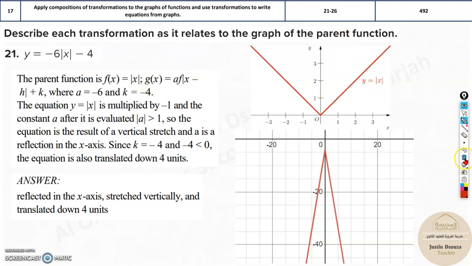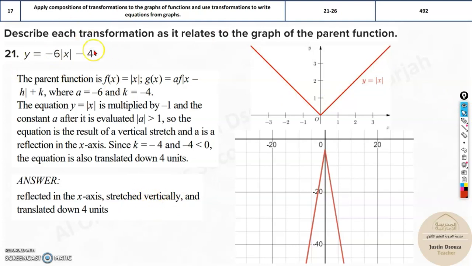Now, a few things to remember. Whenever you have this minus 4 or plus 4, you must say it is translated up or down by so many units. If it is plus 4, it is translated up. Since it's minus 4, it is translated down by 4 units. Next, here it is negative. If it is negative, it will be reflected along the x-axis. Can you see this? Reflection happens along the x-axis. Next, if there is a number bigger than 1, then it is a vertical stretch. If it is less than 1 but greater than 0, it will be a vertical compression.